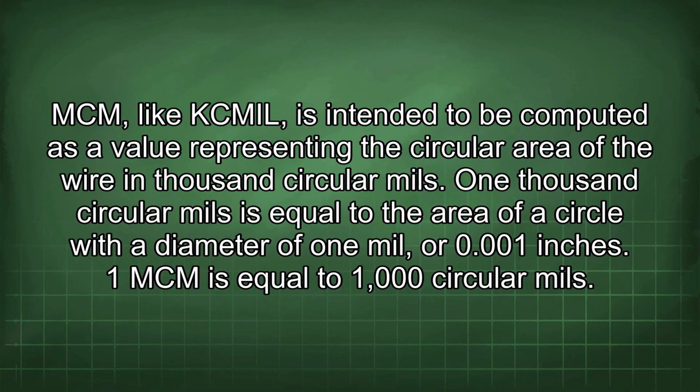MCM, like Kcmil, is intended to be computed as a value representing the circular area of the wire in thousands of circular mils. 1000 circular mils is equal to the area of a circle with a diameter of 1 mil, or 0.1 inches. 1 MCM is equal to 1000 circular mils.